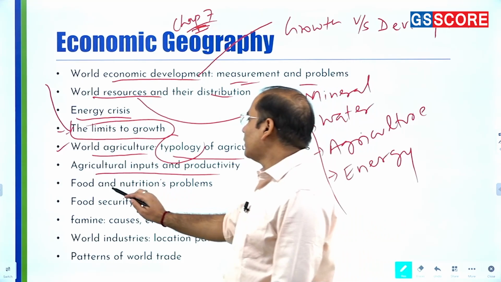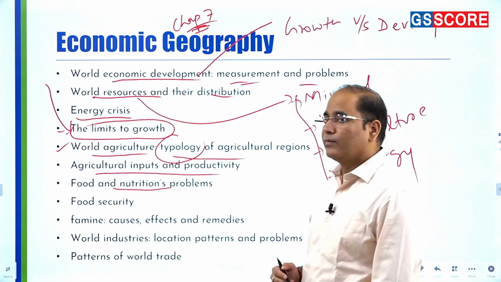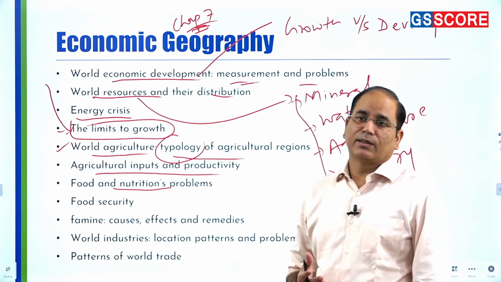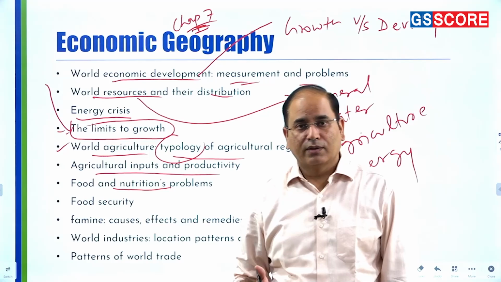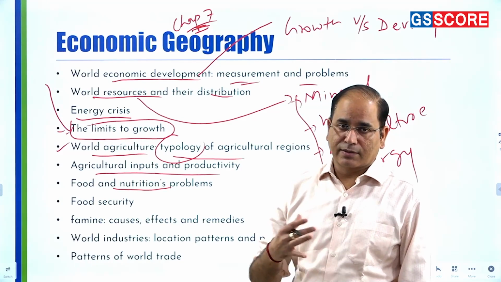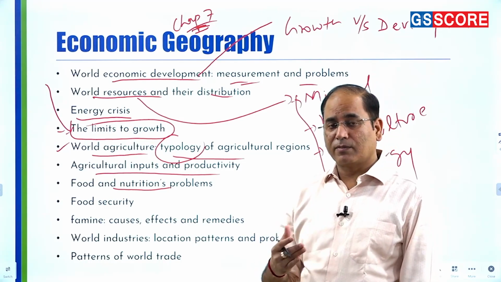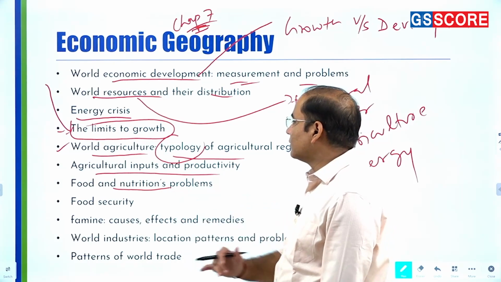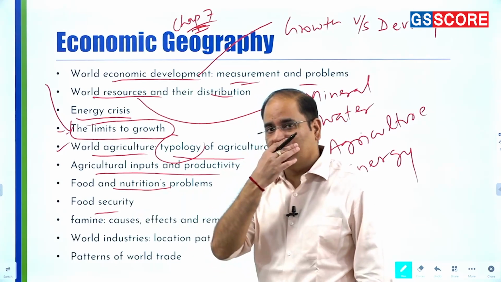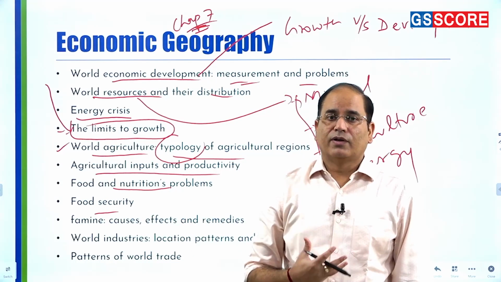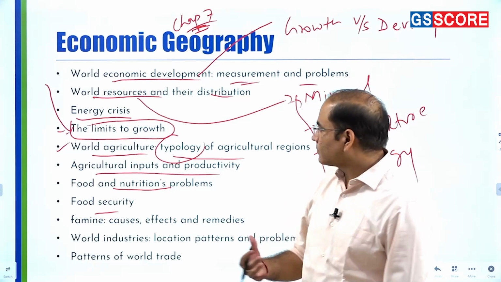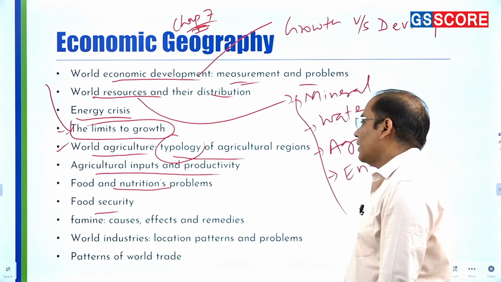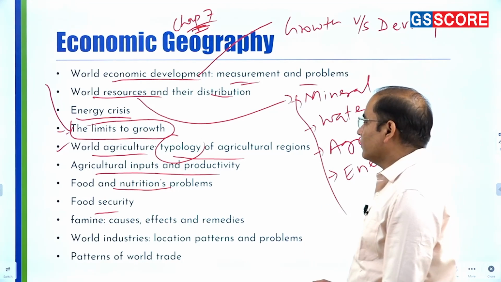Then we have a food and nutrition problem. Food and nutrition problem mainly deals with the different aspects of nutrition, like malnutrition, undernourishment, overnourishment, hunger problem, hidden hunger problem. So, that is associated with this topic. Then we have food security, how important is the food for overall growth, for the overall development of the society. So, how it is important, that is food security.